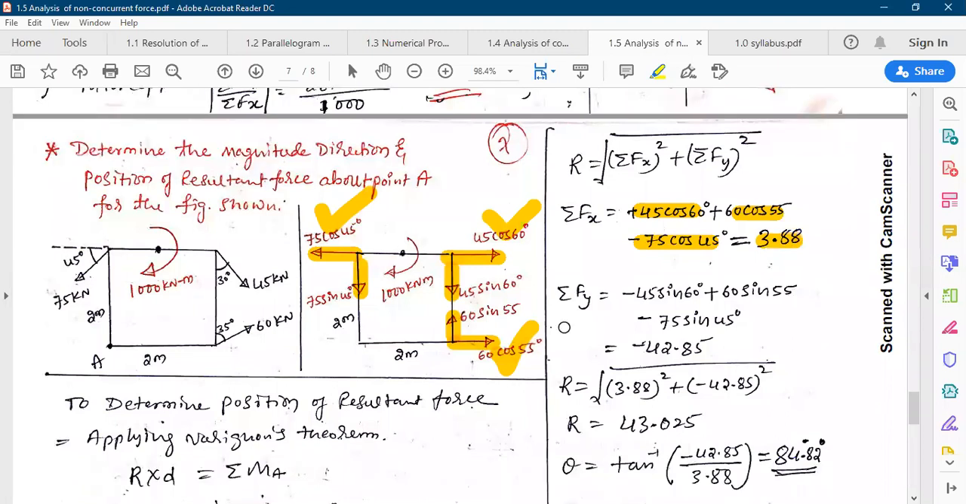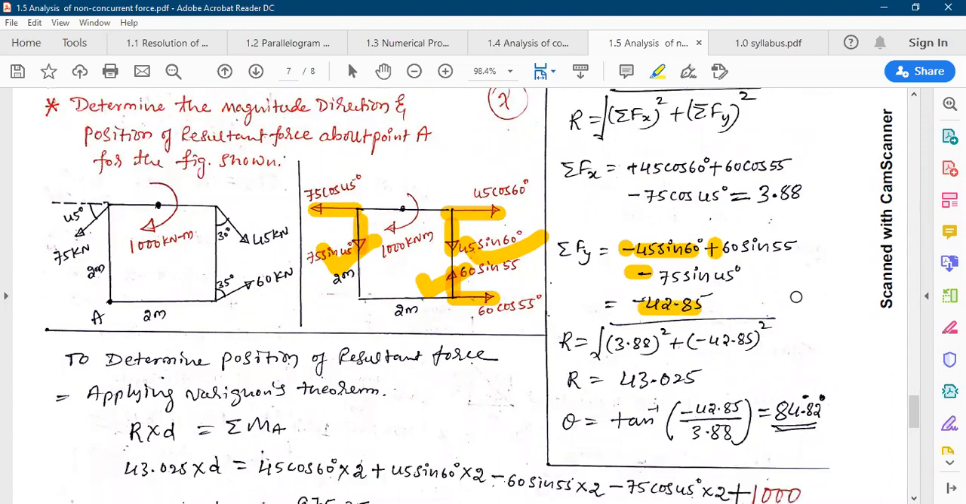Similarly, add all the y components. The summation of all the y components: 45 sin 60 acting downwards, 60 sin 55 acting upwards, and 75 sin 45 acting downwards. Downward forces are taken as negative and upward forces as positive. The summation of this will give 42.85.